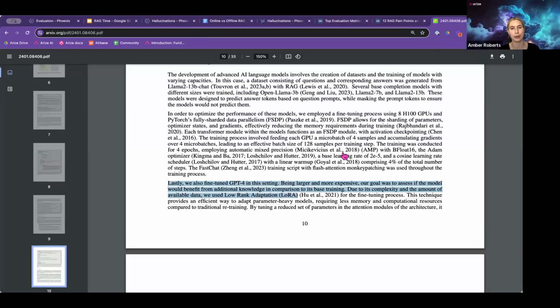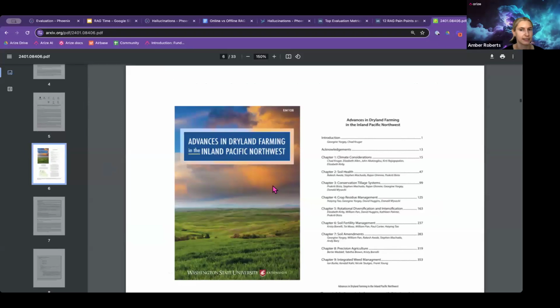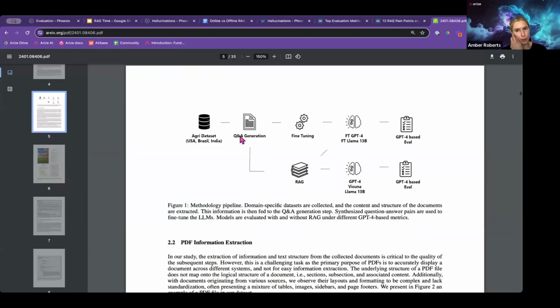We did do a paper reading on the LoRA paper as well, if folks are interested in seeing how that method is used. Okay, so let me just go back. This is the agricultural textbook that you would open up, and then those levels of extraction to get to the QA pairs here. So we've gone through these parts.